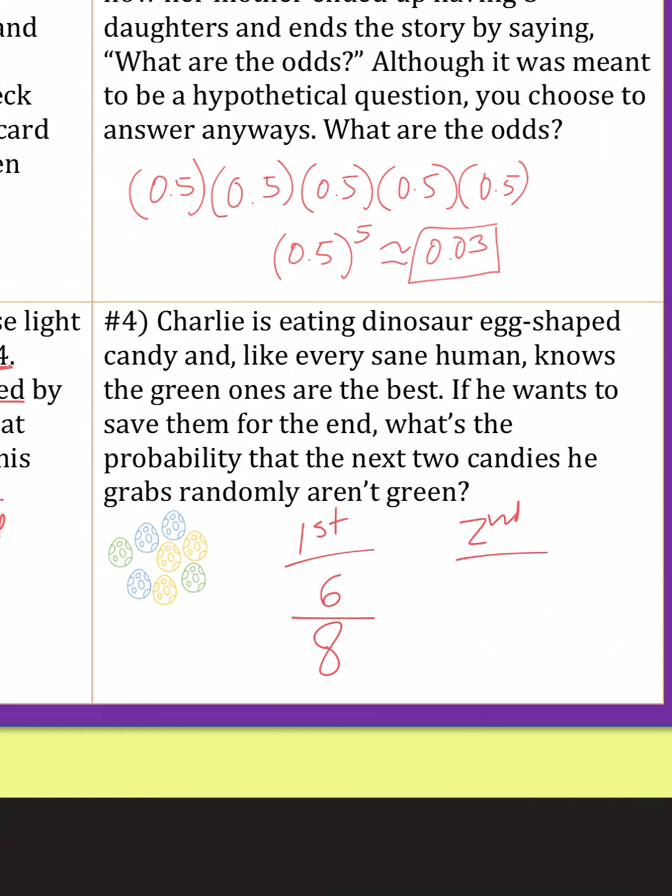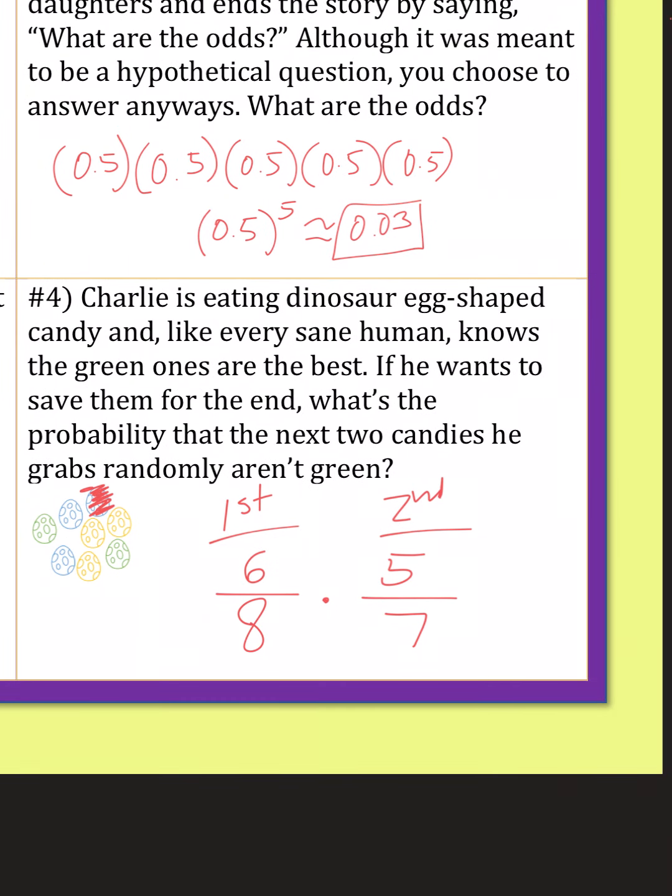Okay? So then, assuming he grabs one that's not green, there are now only 7 candies to choose from. He's taken one of the not green ones. I'm going to cross out this one as a sacrifice. So there's only 7 left. Of those 7, only 1, 2, 3, 4, 5 of them are not green. Right? Because we still have 2 that are green. So we would multiply those together, 30 over 56.